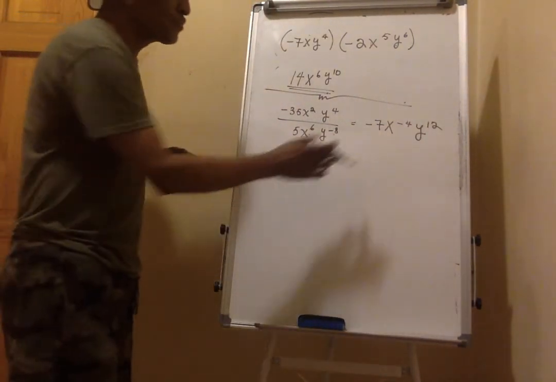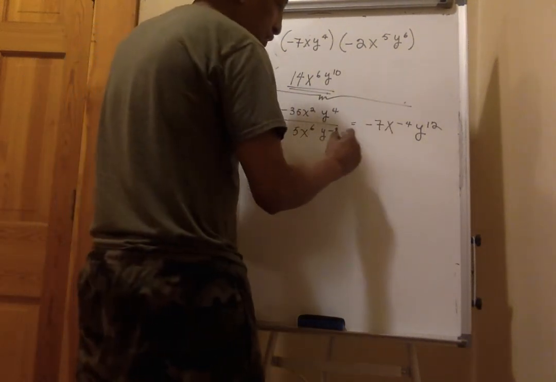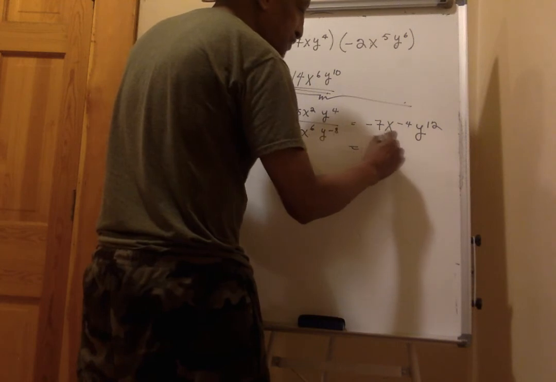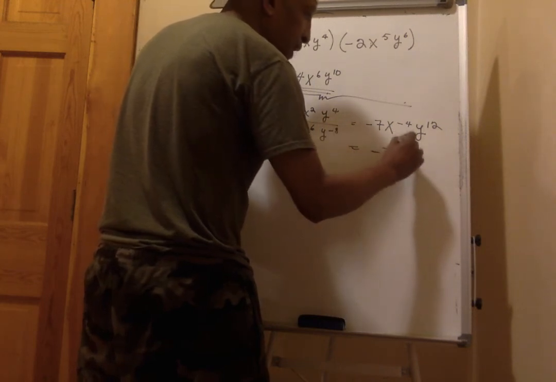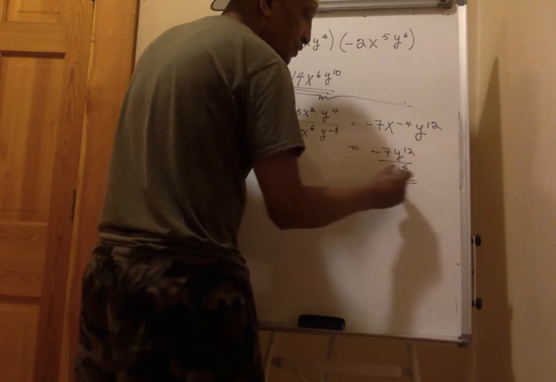Now all you need to do is what? Solve for x to the negative 4, meaning what? Change the exponent into positive, so negative 7 stays on top, y to the 12th, and then you have x to the 4th, and you're done.